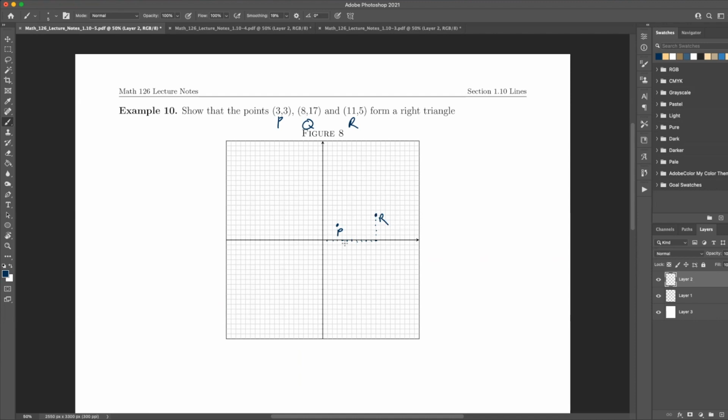And then here at 8, so 3, 4, 5, 6, 7, 8. And I'm going to go up 17. 11, 12, 13, 14, 15, 16, 17. I'll count that one more time, 1, 2, 3, 4, up to 17.